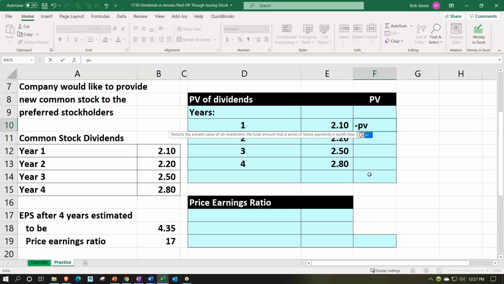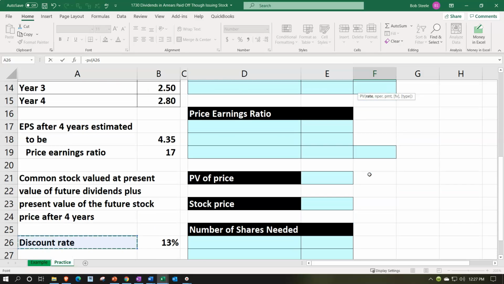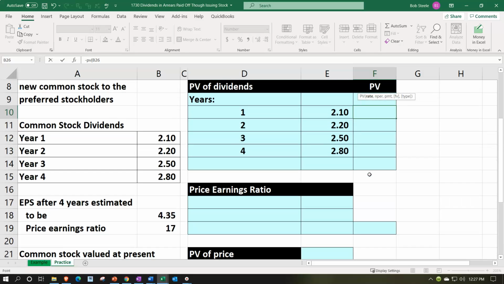Negative present value, shift 9. I'm going to implement it so it'll be easy to just copy down now, which means I'm going to take the rate over here, 13%. I'm going to make that an absolute reference by putting a dollar sign before the B and the 26. I could do that by selecting F4 on the keyboard. You only need a mixed reference, but an absolute reference works too, and it's easier to do.